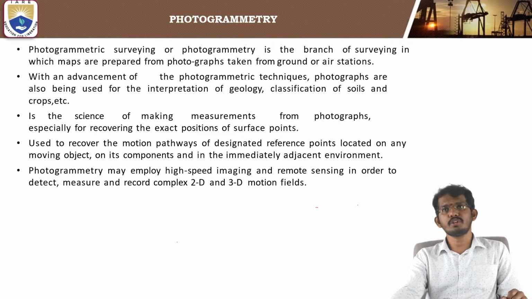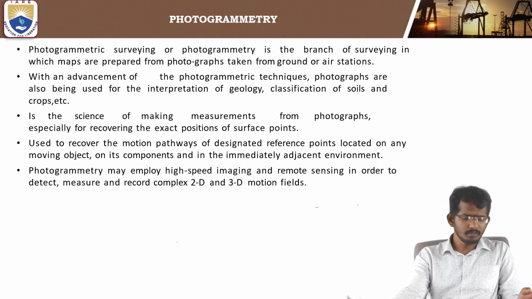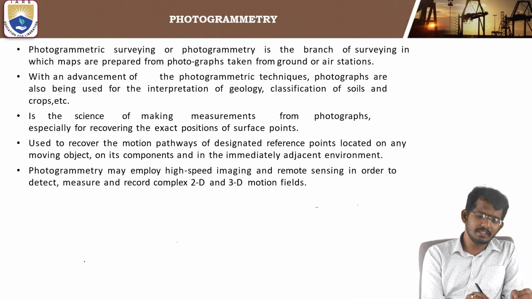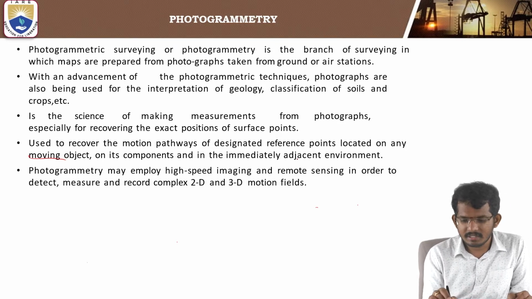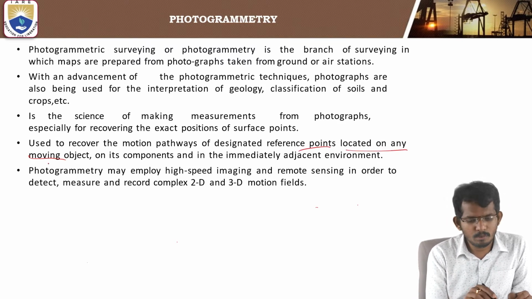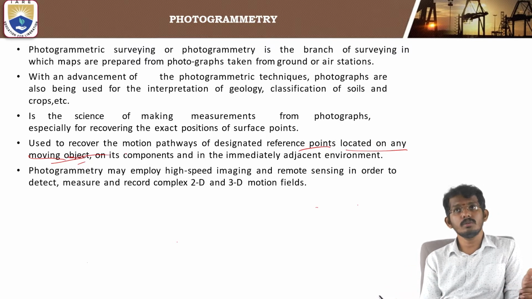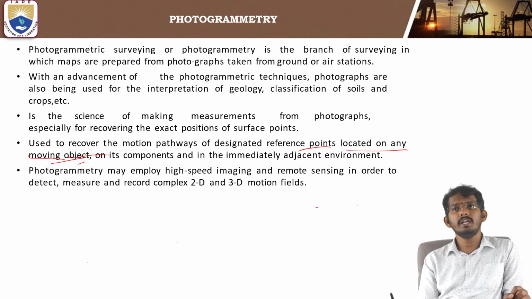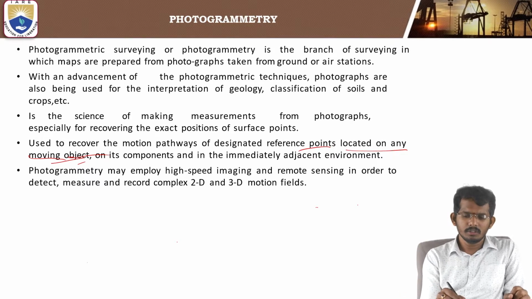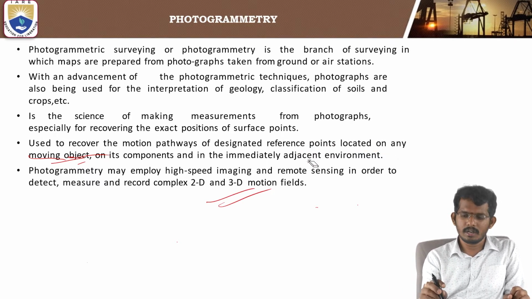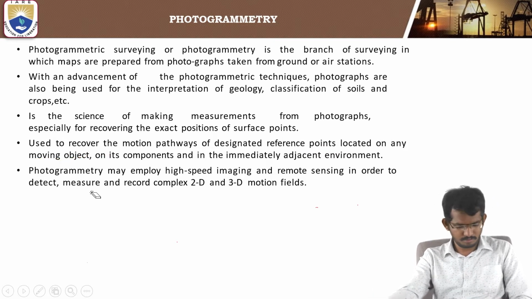It is used to recover the motion path of a designated reference point located on any moving object, its components, and the immediately adjacent environment. In photogrammetry, we can trace the reference point located on a moving object, so we can trace the moving object also. That is one of the applications. Photogrammetry may employ high speed imaging and remote sensing in order to detect, measure and record 2D and 3D motion fields. So these are the applications of photogrammetry, and there are very broad applications.